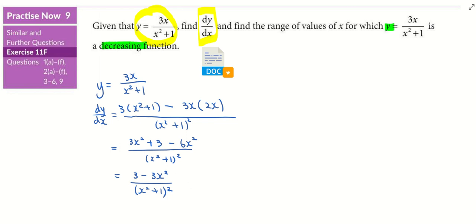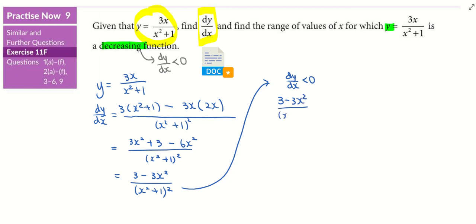What does it mean by decreasing? What can you tell me about dy/dx, which is the gradient? Positive or negative? Negative, less than 0, right? So the next step for my part 2 answer: my dy/dx is less than 0. Copy down everything. Less than 0. We just have to solve the inequality and find the range of x.